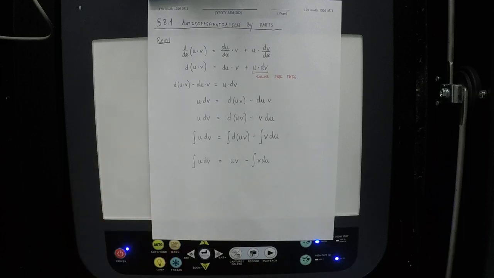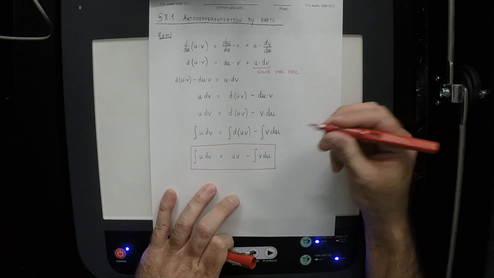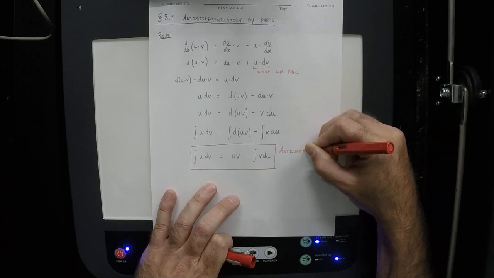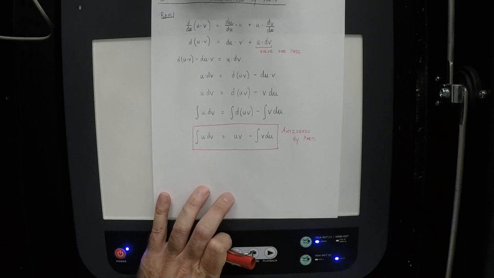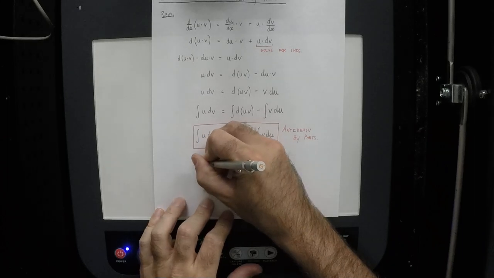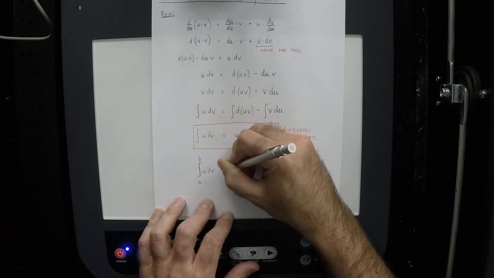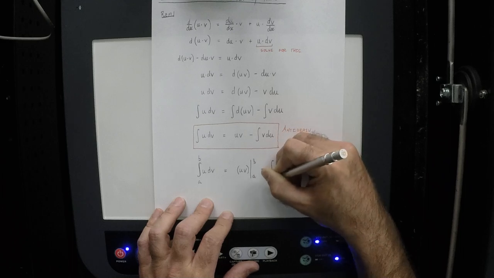And this last thing, this is something you must memorize. So this is antiderivative by parts. And then, if you find yourself not doing an antiderivative, but rather doing an integral, and this integral you can use the fundamental theorem, then the corresponding integral is: the integral from a to b of u dv is the product uv evaluated from a to b minus the integral from a to b of v du.